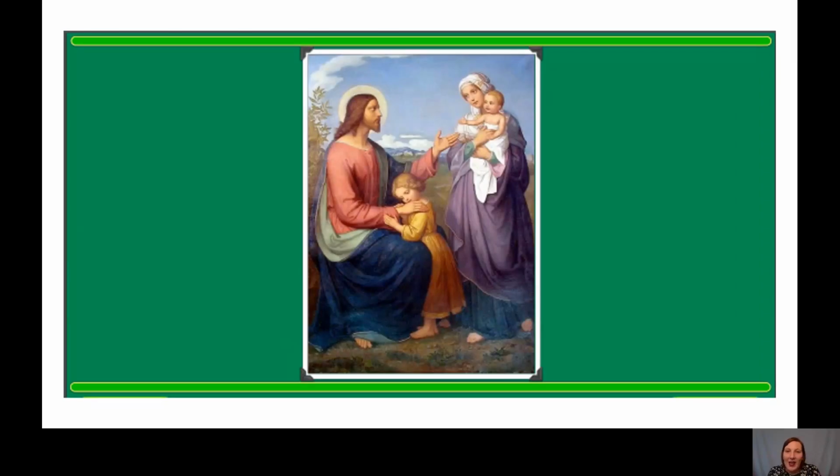So here's a picture of Jesus, and he's got a child that he's hugging, and he's putting his hand out to another child. What does that tell us about Jesus? What kind of person is he? Pause the video here. Have a chat with the person in the room about what kind of characteristic this is portraying of Jesus.